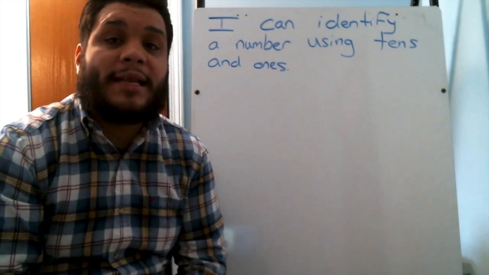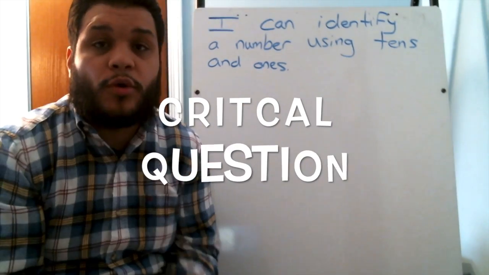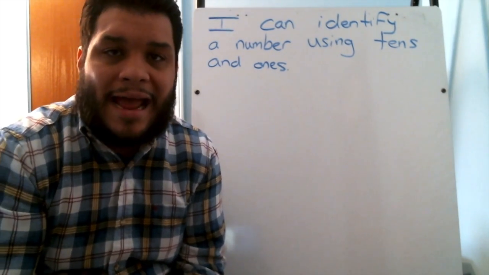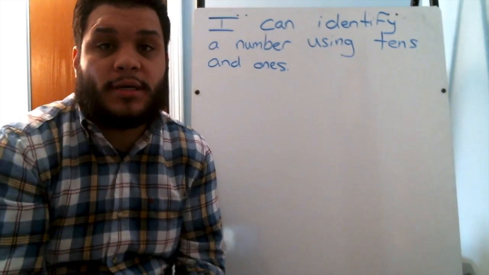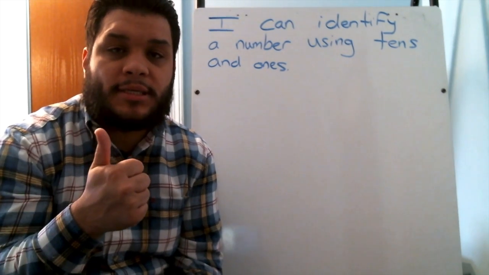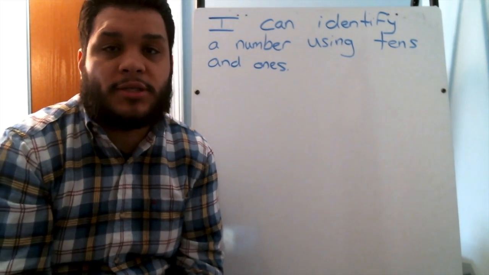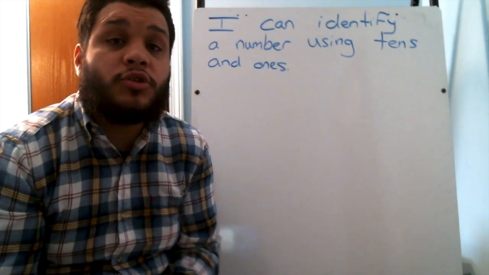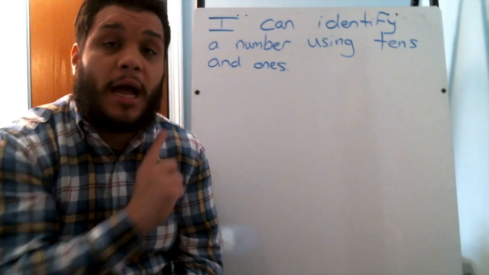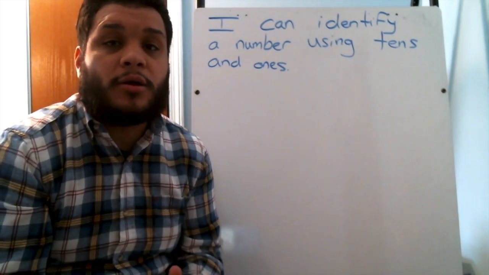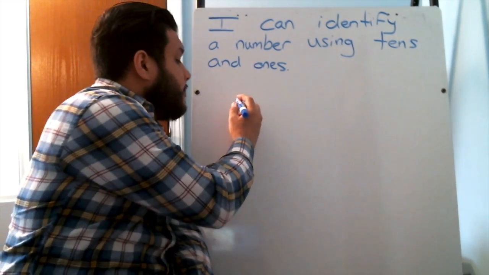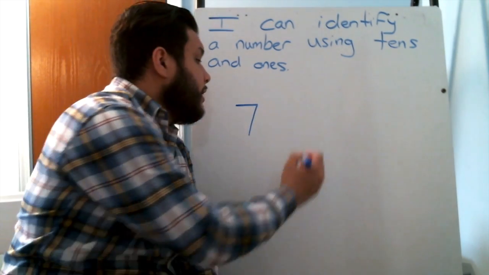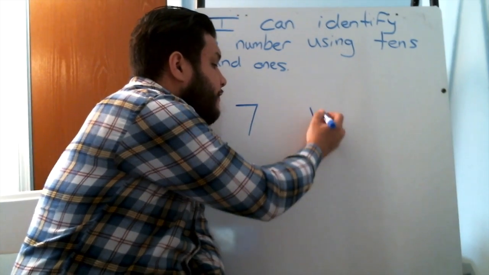I want to jump right now into our critical question of our lesson. The question is, what kind of number has tens and ones? Is it a one-digit number or a two-digit number? Well, I'm going to write a one-digit number on the board and also a two-digit number. So I'm going to write the number 7 because that's one of my favorite numbers, and also the number 15.